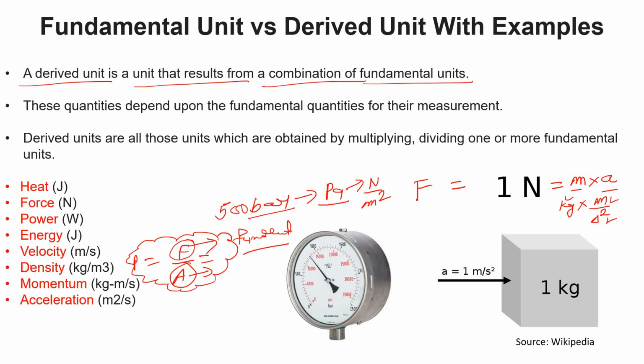For example, velocity. Velocity is meter per second. The meter and the second are fundamental units. Same if you see here the joule, that is Newton meter. If you simplify the Newton, you will find out that the base is the fundamental units, right? Same with momentum, kg meter per second. The kg, meter and second are fundamental units. That's why we say that the derived units are formed from the fundamental units, right?